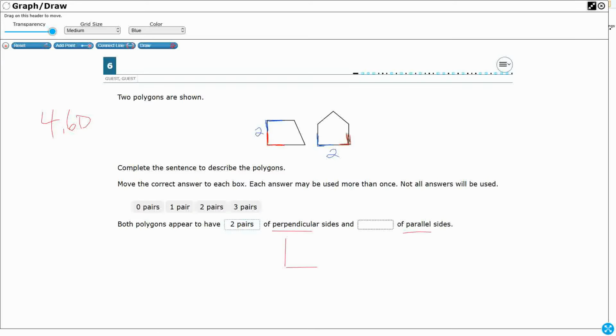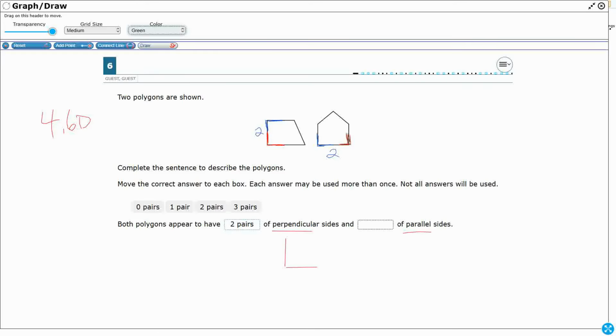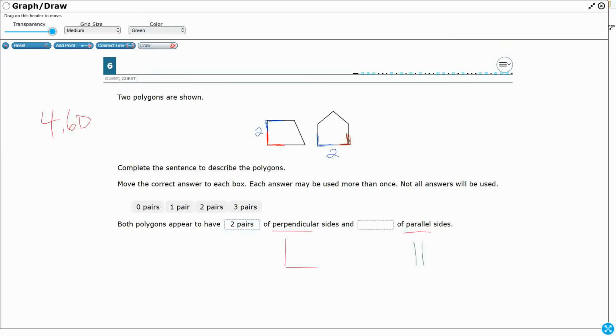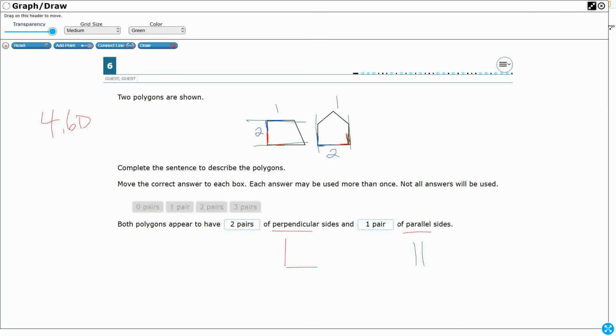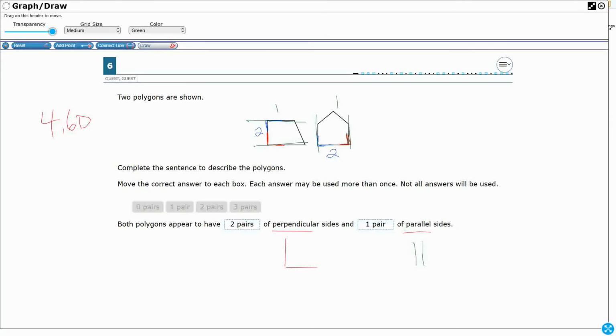Now, parallel sides, what are those? Well, parallel sides are sides that don't touch. So I'm only seeing one pair right here, and I'm only seeing one pair right here as well. Okay, so I'm going to say that they each have one pair of parallel sides. And that is how we get 2 points on this problem.